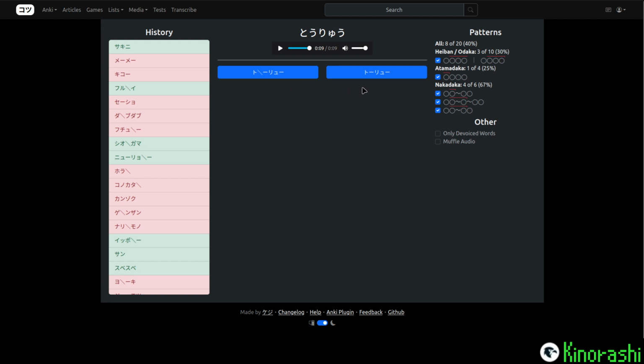atamadaka, and this says that it's heiban, but this sounds like an atamadaka. Toriu. Hifu. Okay, this says it's a heiban, and this says it's a atamadaka. Okay. I think this is atamadaka.